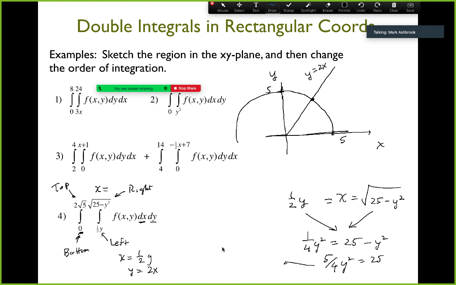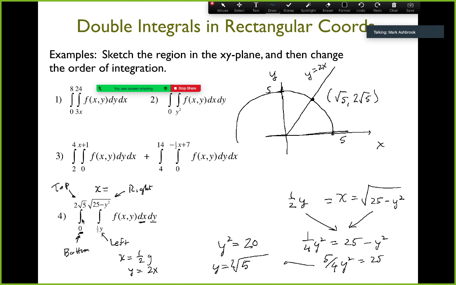And then you get y squared equals 20. Thank you, 20. So then y is the square root of 20, which is 2 radical 5. And then x is going to be half as much as that. So this point is radical 5, 2 radical 5.